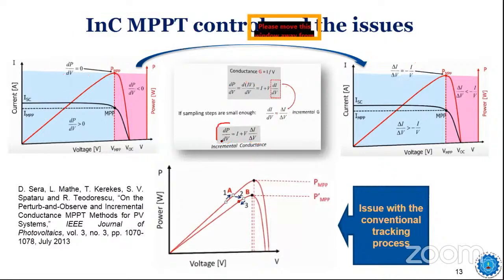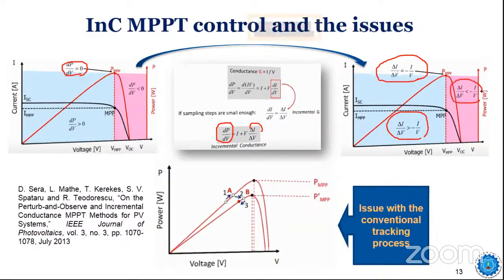At maximum power, dP by dV will be equal to 0. So if it is 0, del I by del V will be equal to minus I by V. So obviously at the maximum power point, where dP by dV equals 0, we can write del I by del V equals minus I by V. On the left hand side, del I by del V will be greater than minus I by V, and on the right hand side of the MPP, it will be less than minus I by V.